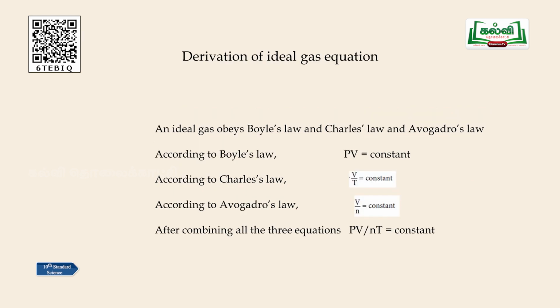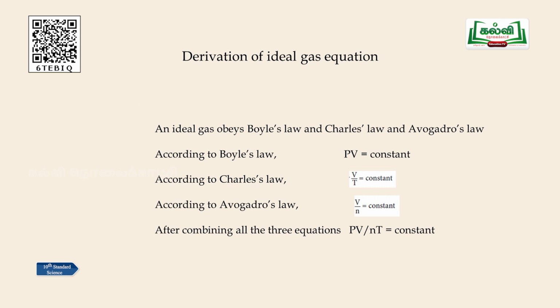To derive this ideal gas equation, first let us write all the three laws next to each other, right? The first law is Boyle's law. What is Boyle's law? PV is equal to a constant. Next, Charles' law, V by T is equal to a constant. Next, Avogadro's law, V by N is equal to a constant. Now all these three laws apply to a gas, right? So a gas follows all these three laws. So I have to combine all these three laws.